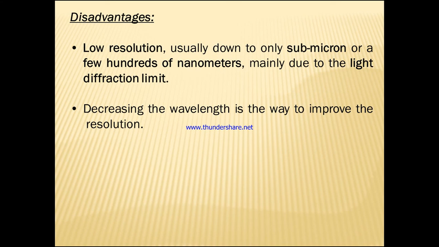This is mainly due to the light diffraction limit. Decreasing the wavelength is the way to improve the resolution. So the wavelength can be decreased to get better resolution, and we can work at the submicron level. The only problem is that we have low resolution. This low resolution can be improved at the submicron level, and clearer pictures can be analyzed by decreasing the wavelength. This is the main disadvantage with respect to the optical microscope.